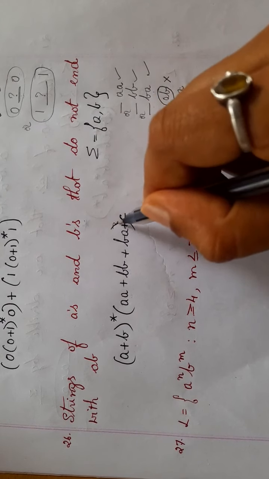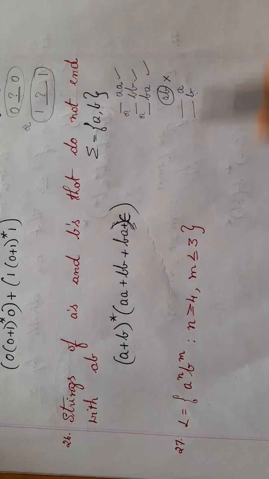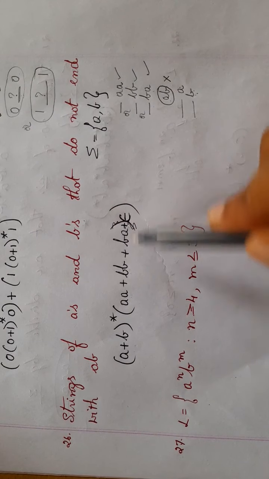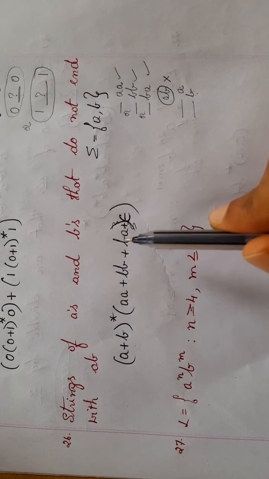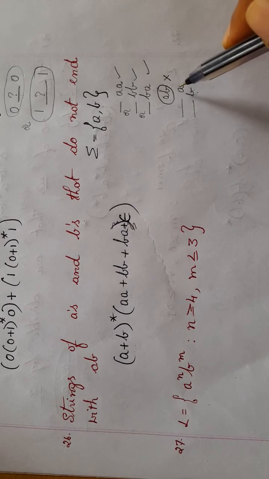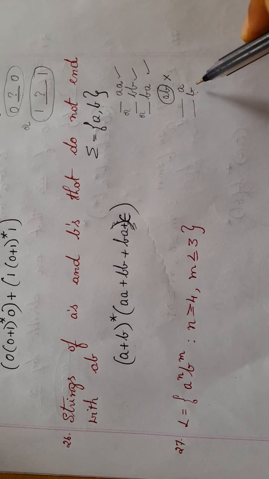Or epsilon. So when I consider epsilon here, epsilon in the sense I can either have this or I need not have this. If that is the case, I can have only A or I can have only B.